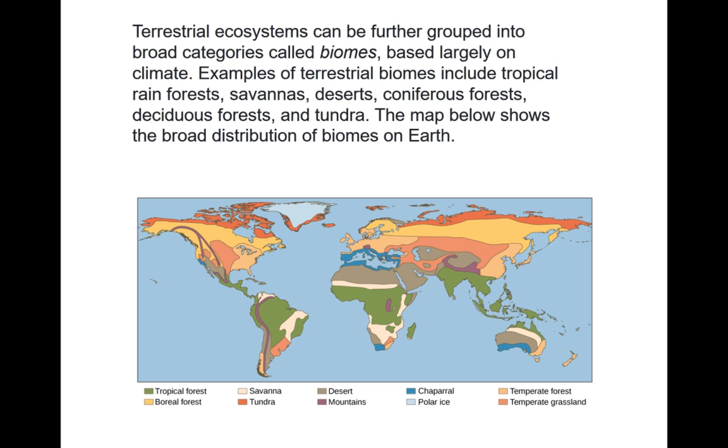So terrestrial ecosystems can be further grouped into broad categories called biomes. Biomes are based largely on climate. Examples of terrestrial biomes include tropical rainforests, savannas, deserts, coniferous forests, deciduous forests, and tundra. The map below shows the broad distribution of biomes on Earth.